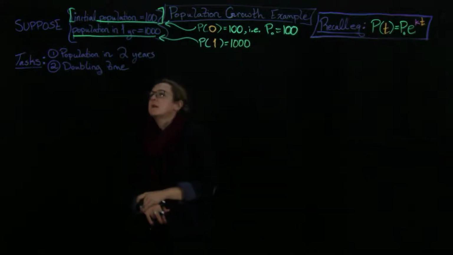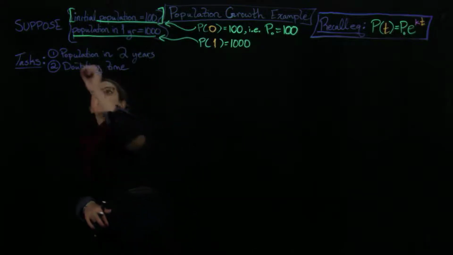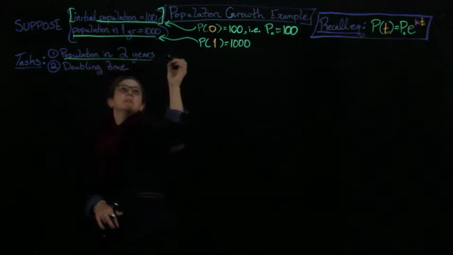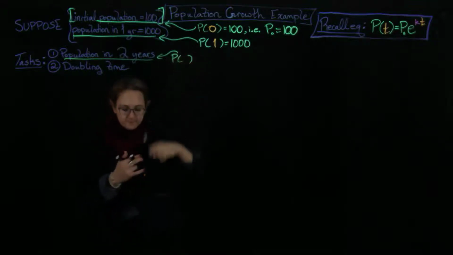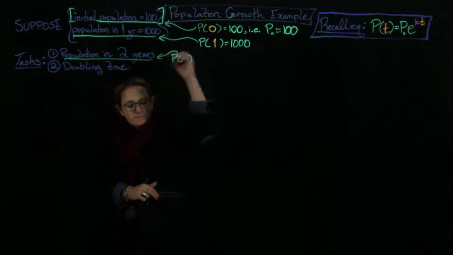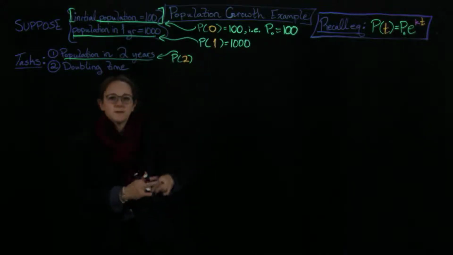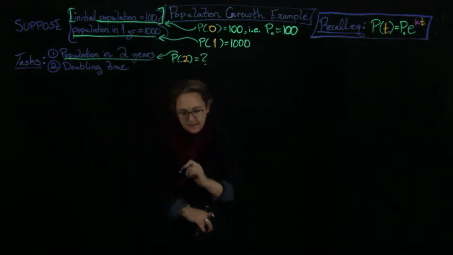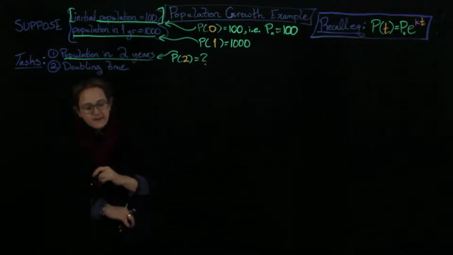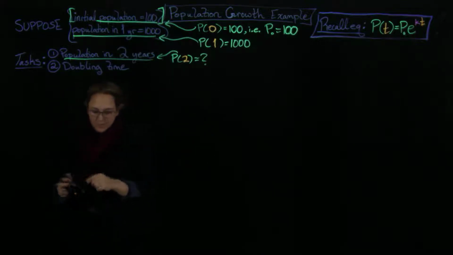And then kind of interpreting the tasks. So population in 2 years, right? What is that? So that's P of 2. And we have to figure out what that's going to equal. And then we also have the doubling time, and we'll talk later as to how to do that. So let's just get started with 1.